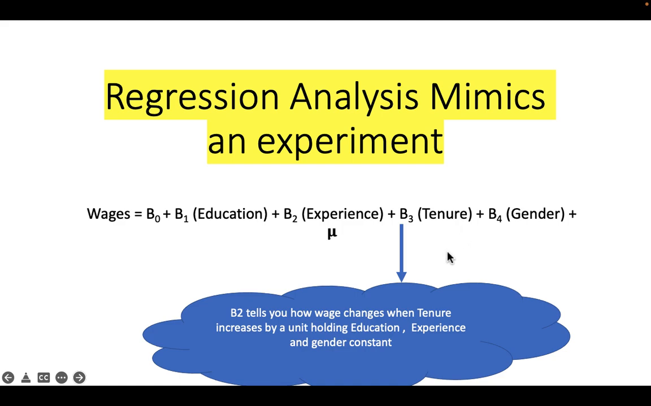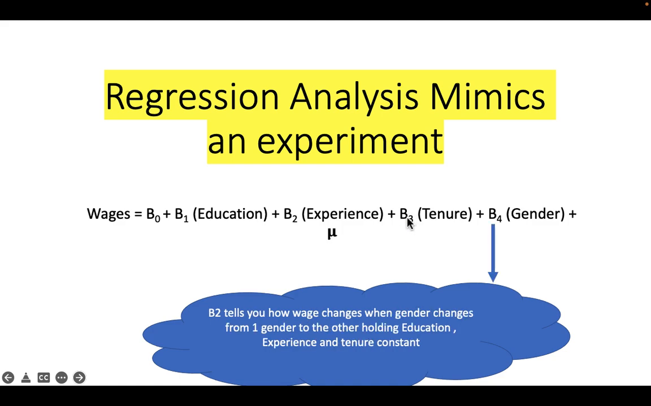So beta 3 over here explains, tells us how wages, the dependent variable, change when tenure increases by 1 year, and this value is equal to the value of beta 3. Beta 4 over here is tricky because gender is either male or female, and so when you switch from male to female, the value of beta 4 tells you how the wages change across different genders.